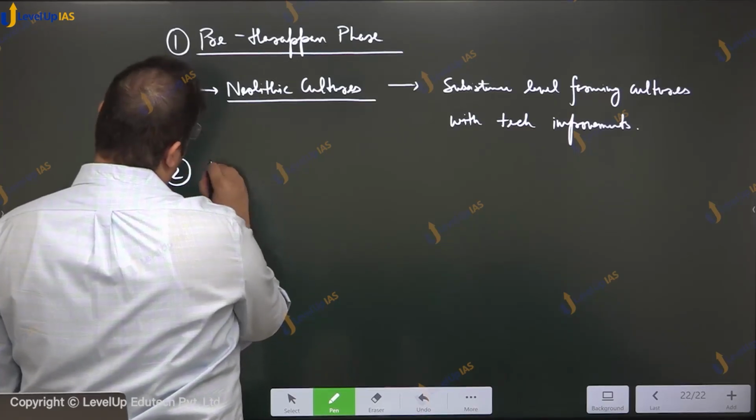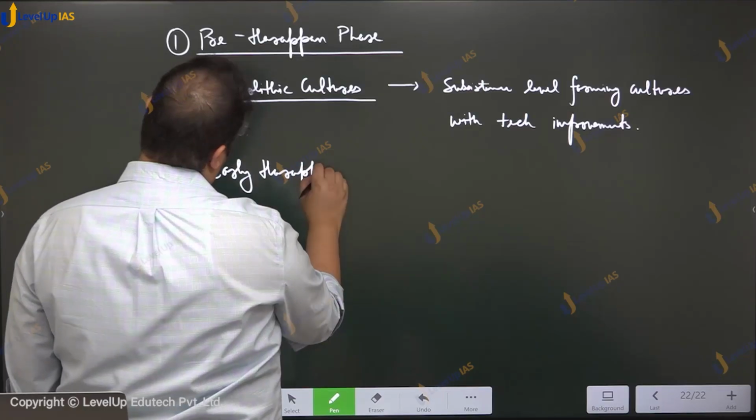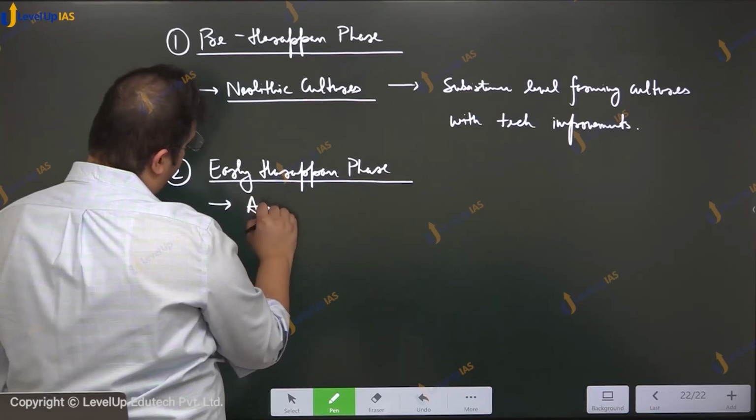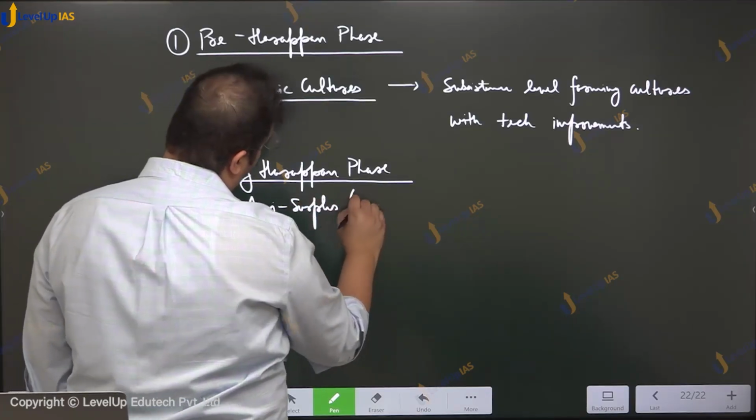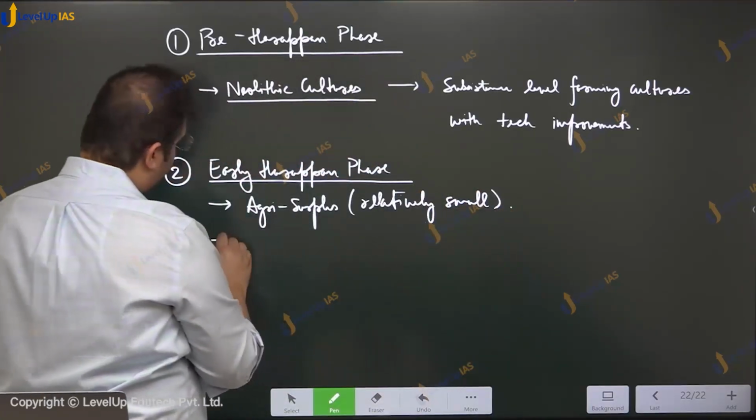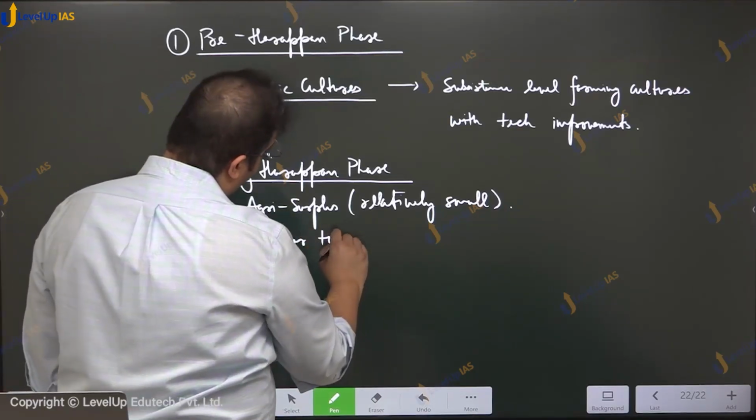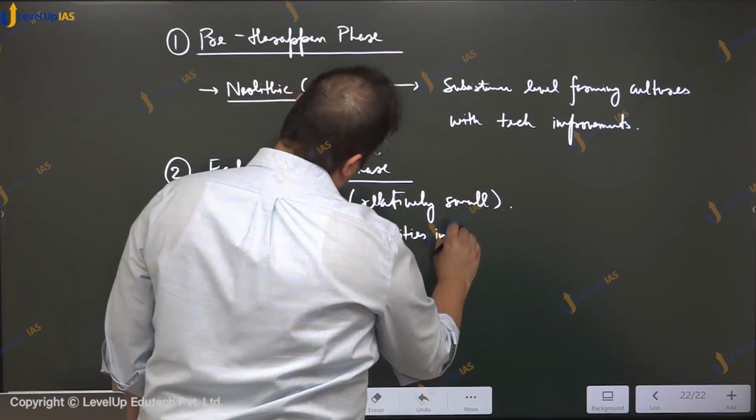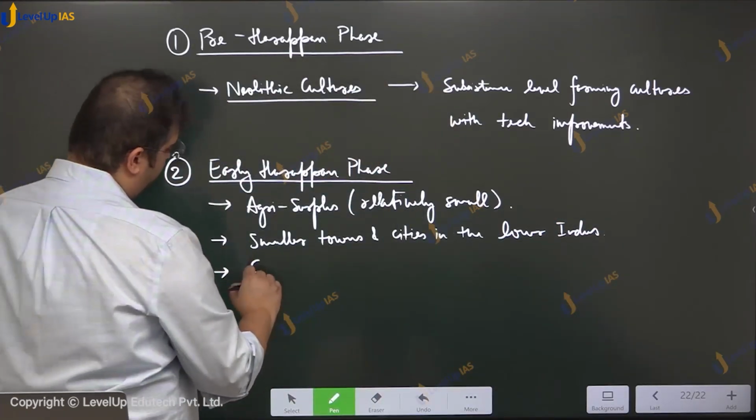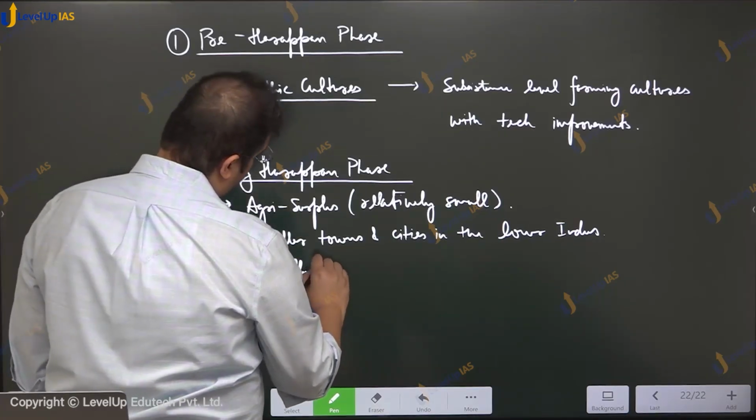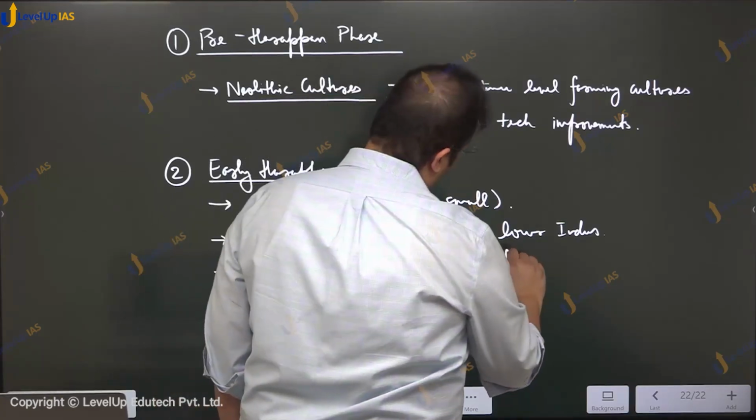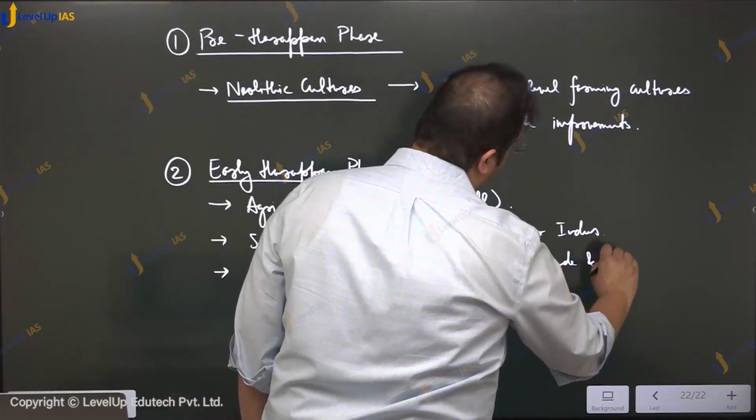Second stage में, that is the early Harappan phase, we see the emergence of the stage of agricultural surplus, which was relatively small. We also see the emergence of smaller towns and cities in the lower Indus. And we see a gradually increasing trend in surplus, trade, and urbanization.